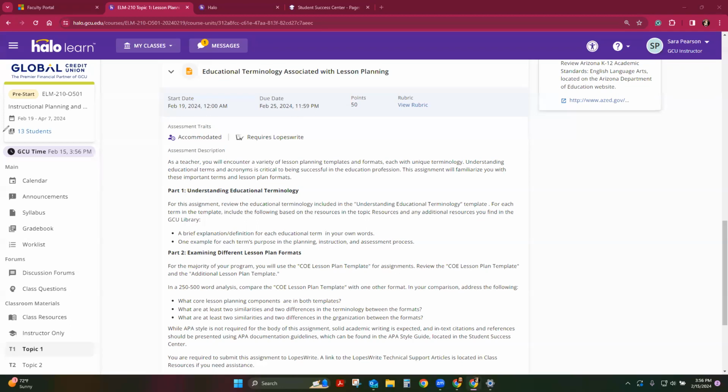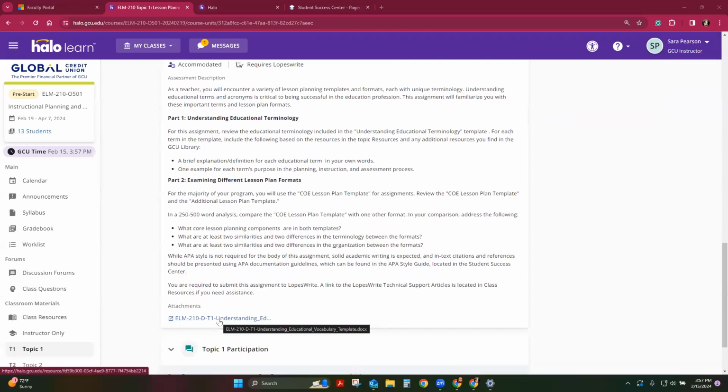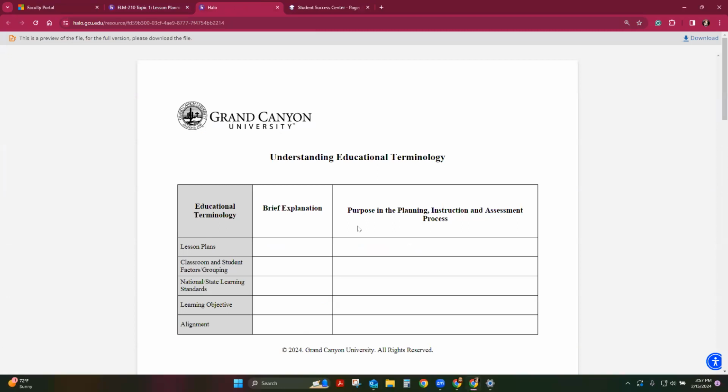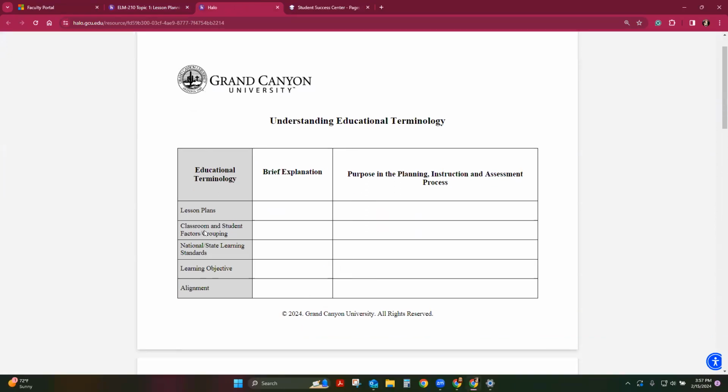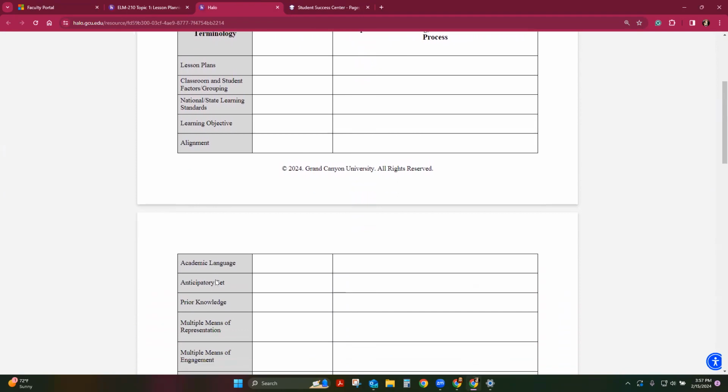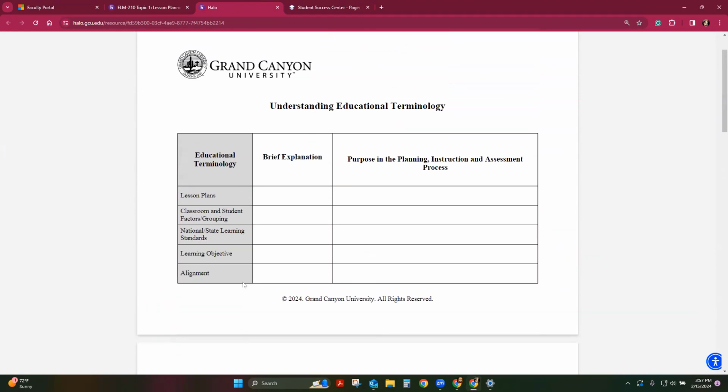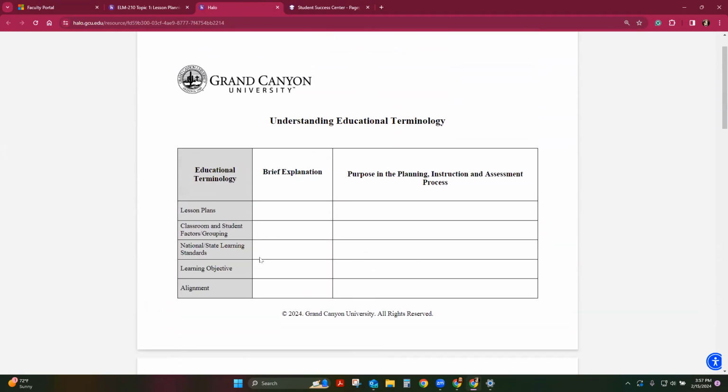So let's go ahead and take a look at our template that's attached at the bottom here to see what we need to do. Here you'll see it gives you a list of different educational terminology. And what we'd like to see on here is a brief explanation of what it is, describing what it is, and then over here, what its purpose is.